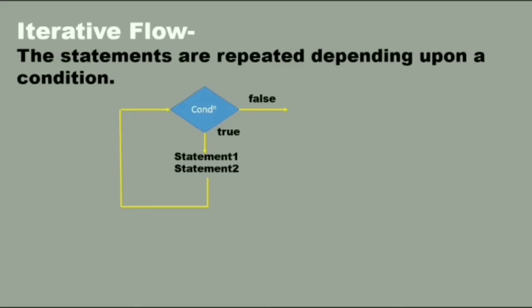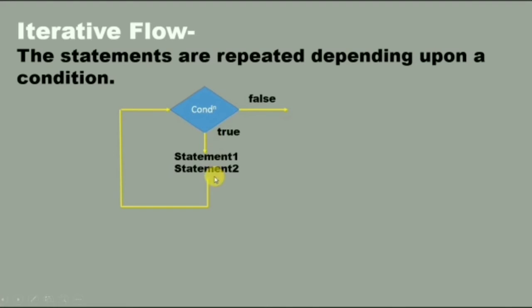Iterative flow. Iteration means repetition. So if you want to repeat a set of statements a specified number of times or till a particular condition is true, then you will be using the iterative flow. Here, I have again explained it through a diagram. I have given a condition.